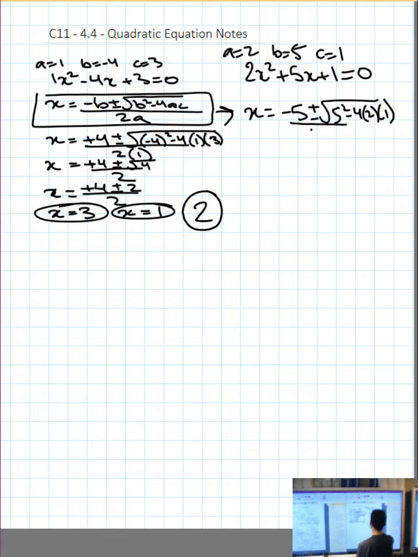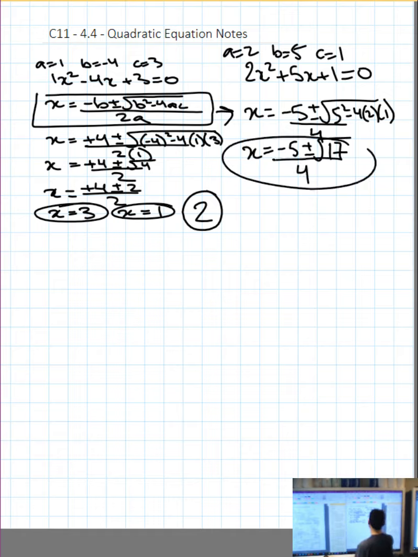2 times 2 is 4. Type in underneath the square root. Negative 5 plus minus the square root. 5 squared is 25, minus 8 is 17, all over 4. Circle your answer. Or again, write down 2 separate answers like you can see in the notes, or brackets around the top, brackets around the bottom. Type it into your calculator and get the decimals. Again, this is another example of 2 answers.